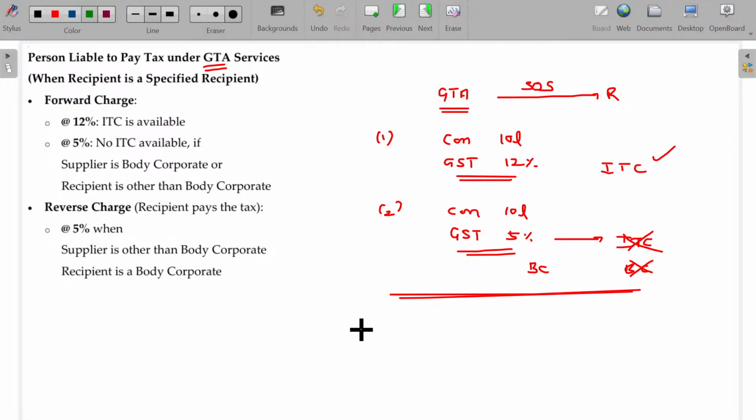Now, third scenario where 5% is paid, supplier being other than body corporate, recipient being the body corporate. Recipient being the body corporate. See the difference between these two. This third scenario is applicable on the RCM basis, where the recipient has to pay. Okay, recipient has to pay.